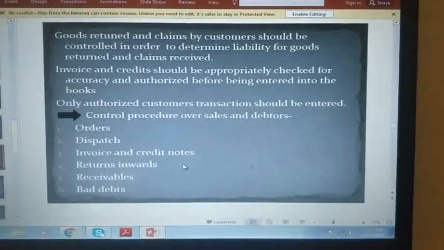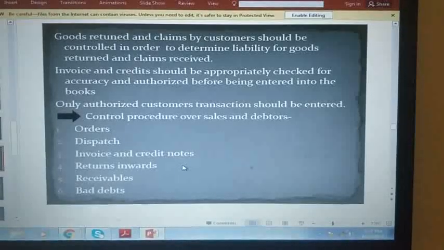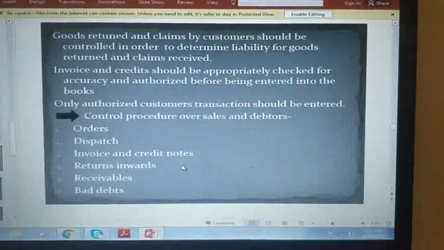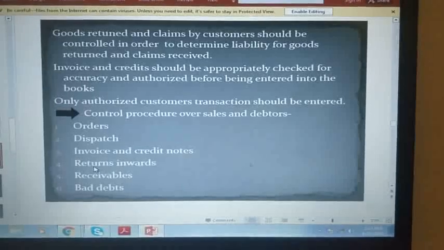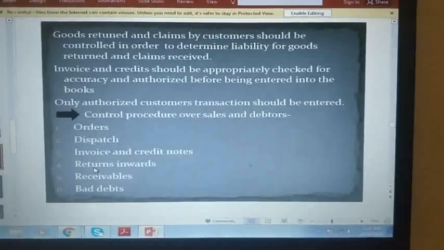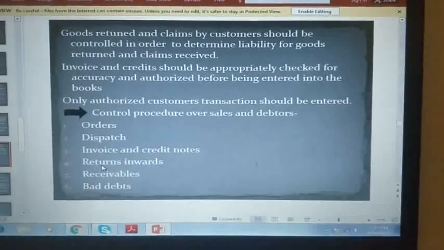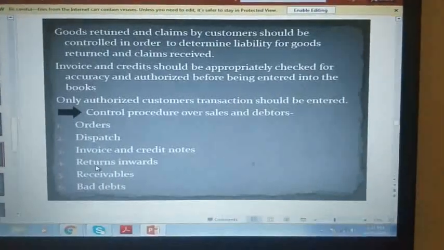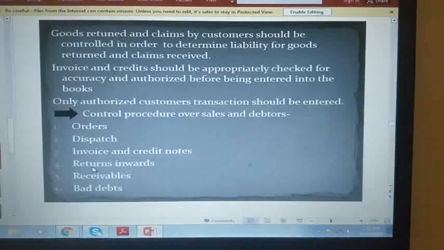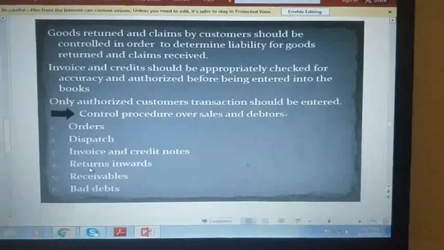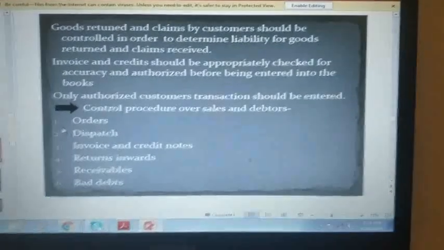Next, in dispatch, you should know that the dispatch note should be authorized before goods leave the company. Before goods are actually leaving the company, it should be well informed. Regular checks should be made to ensure that all dispatches have been invoiced. All the dispatches have to be invoiced, and also dispatches have to be pre-numbered, and a register has to be maintained for these dispatches.